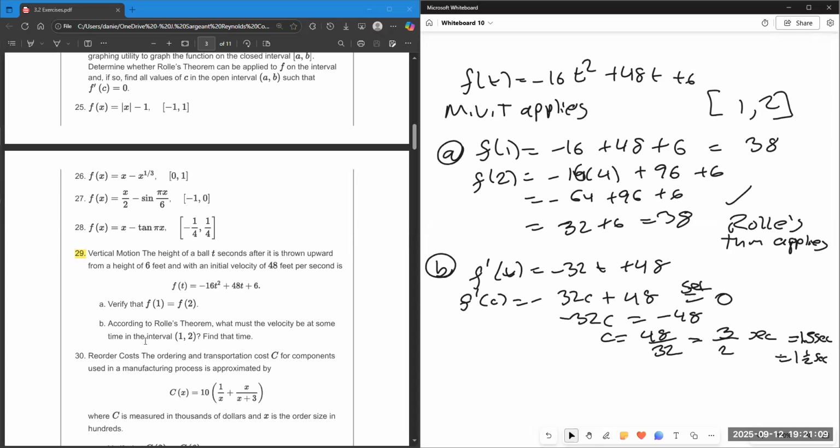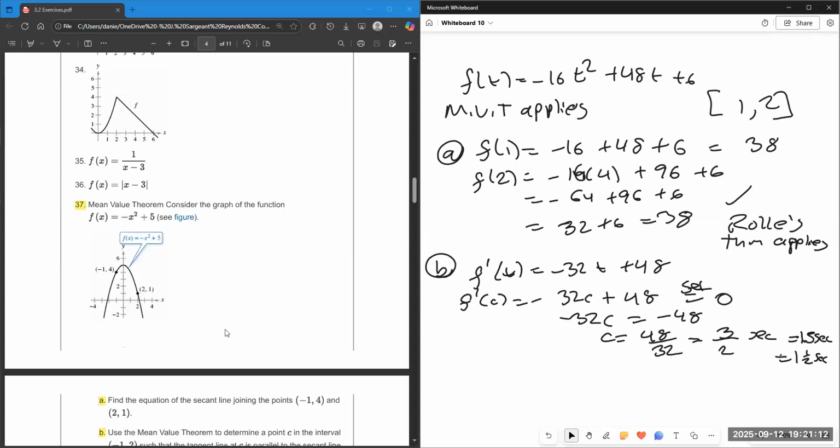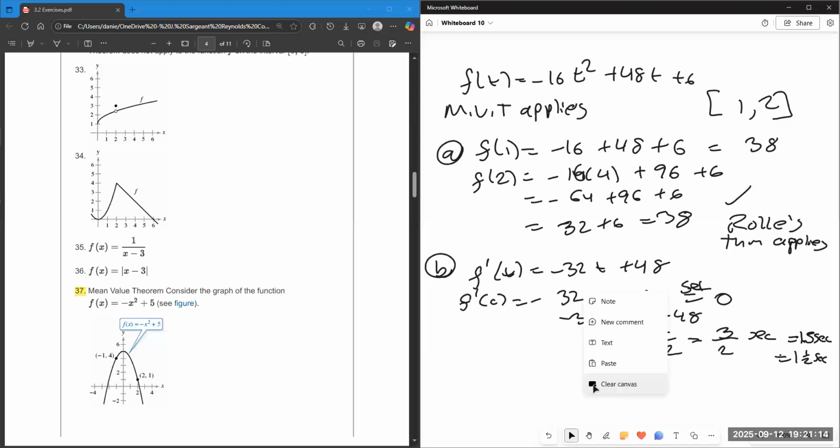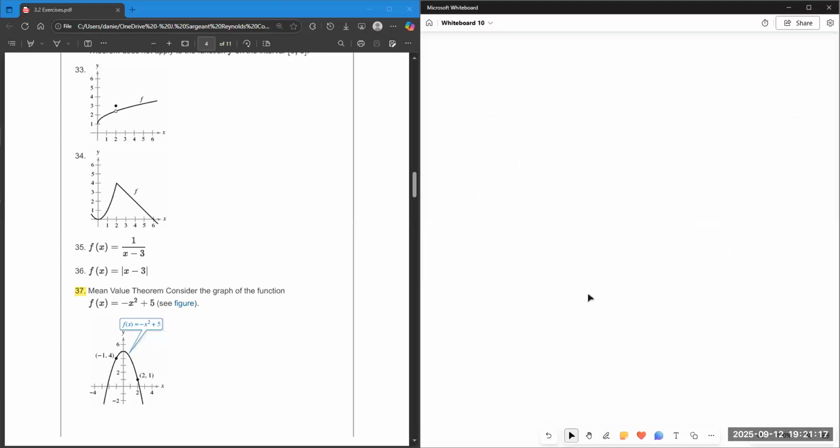Let's look now at number 37. And it's just a mean value theorem question this time, not Rolle's theorem. A fun fact: Rolle's theorem came first, even though it seems like a specific case of the mean value theorem. We were more interested in these places where the slope was 0 than anything else. And you can also use this same idea back in pre-calculus to prove the existence of an x-intercept.